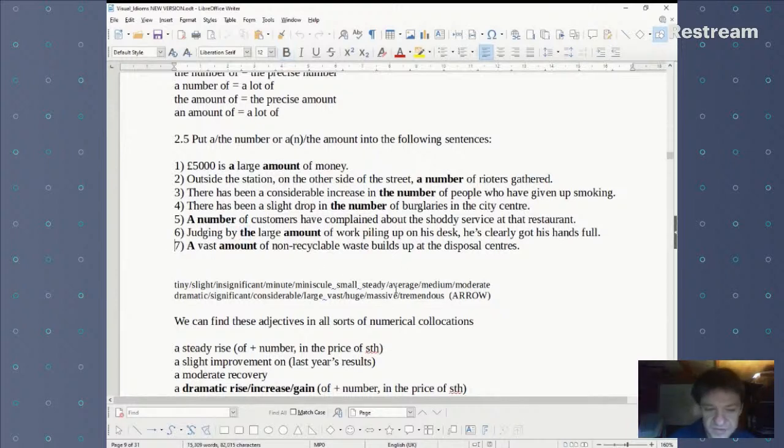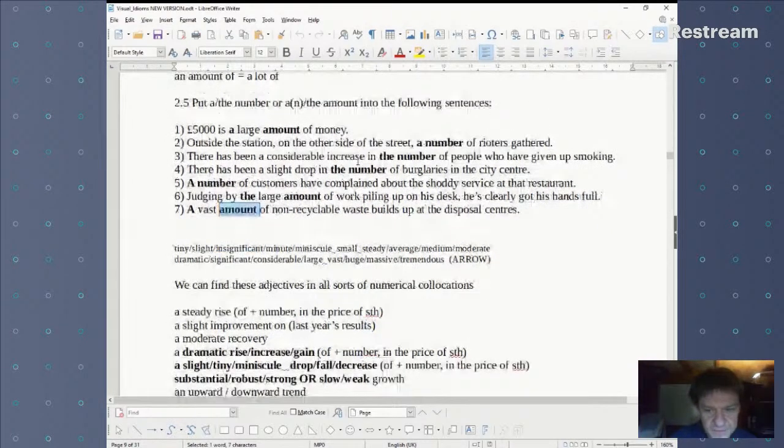Okay, number 7, a vast amount of non-recyclable waste builds up at the disposal centres. So this is uncountable because waste is uncountable. So we need amount, and we're just saying a lot of waste, yeah, not a precise amount.